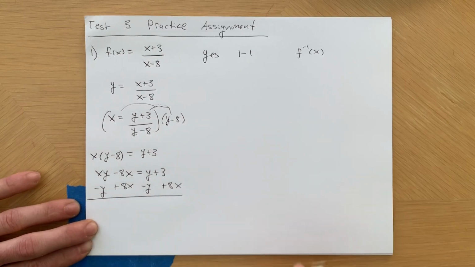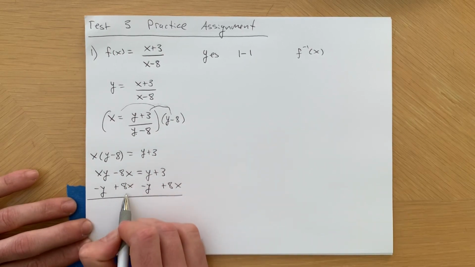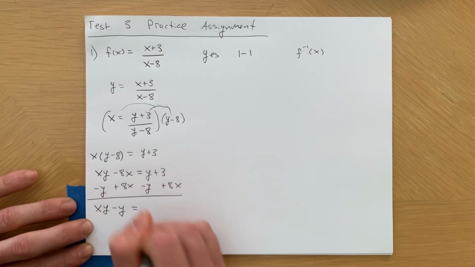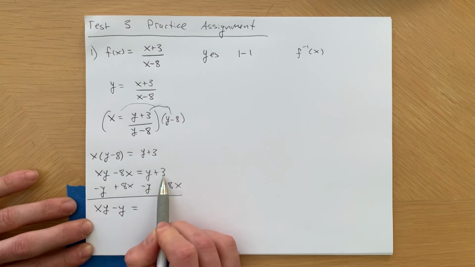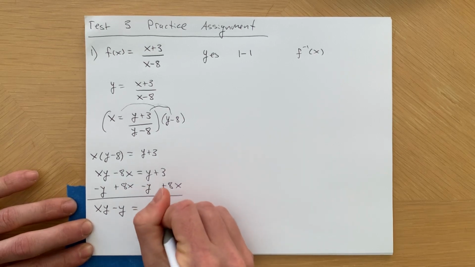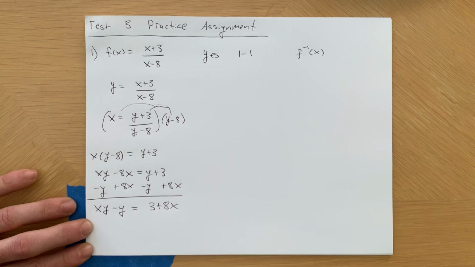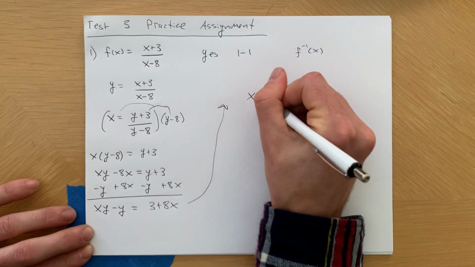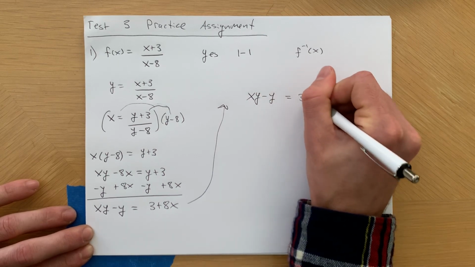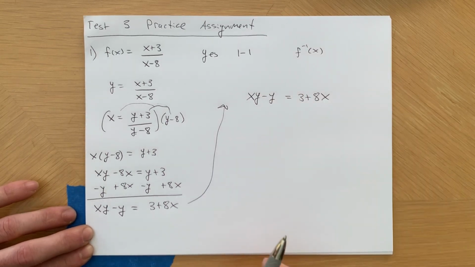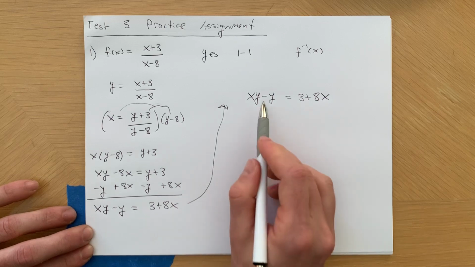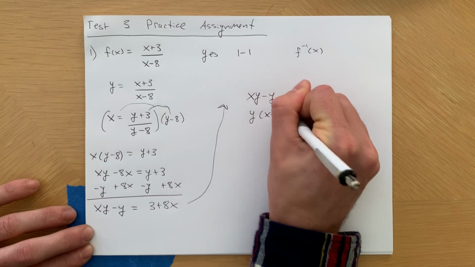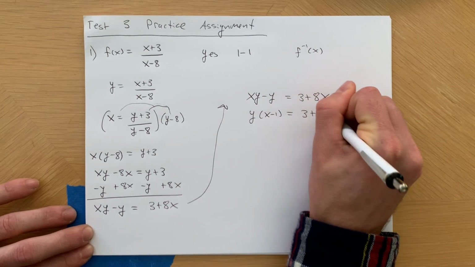And what we end up getting after doing that is, well, these 8x's are going to cancel. So we'll have xy minus y equals, these y's are going to cancel, so we'll have just 3 plus 8x. And continuing up here, let's just rewrite that. xy minus y is equal to 3 plus 8x. And now the next thing we have to do to solve for y is, well, we have a y here and a y here, so we could factor it out. y times (x - 1) equals 3 plus 8x.